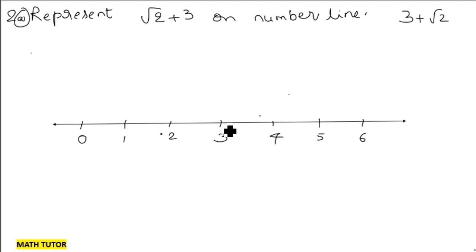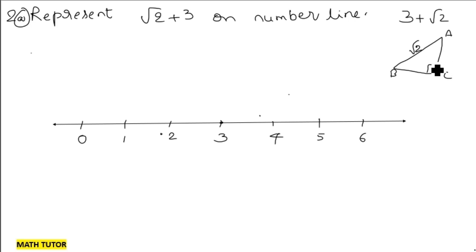Okay, so from which point do I have to start? I have to start from point 3. Okay, 3 is an integer. I can stop here, but it's not 3 only, it is 3 plus root 2. I have to represent root 2 also. So what is root 2? If you take a triangle, root 2 will be the hypotenuse of that triangle. Clear?